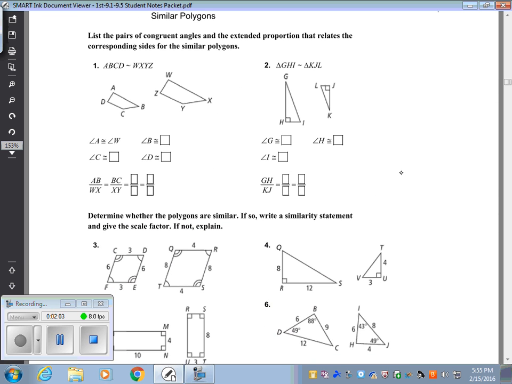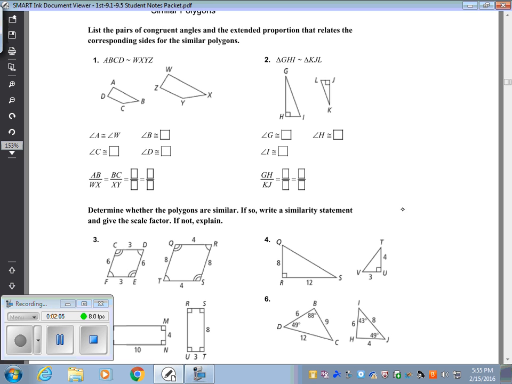Most classes did 1 through 8, got a stamp, got checked for 1 through 8. On 1 and 2, you didn't have to do any work. We just had to, because they're telling you that they're similar, like in number 2, they tell me that the two triangles are similar. We also talked about order still matters. So if I'm looking at G, G is the first letter, I compare it to the first letter in the other triangle. So G is congruent to K, so I could just put K in that box.